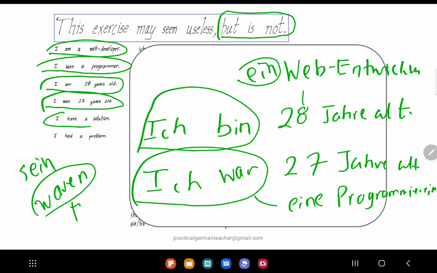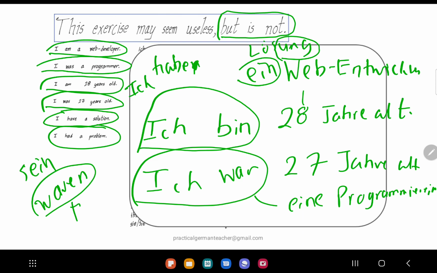Then what about I have a solution and I had a problem? How do you say have? You will have to use haben. Conjugated for ich it will just be habe and not haben. Solution is Lösung, and anything which ends with ung, you can almost always guess it to be feminine. That will be ich habe eine Lösung.